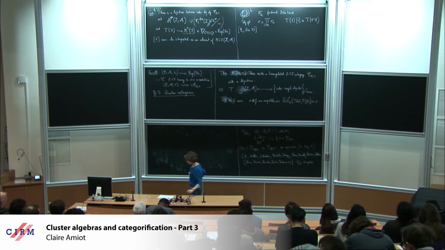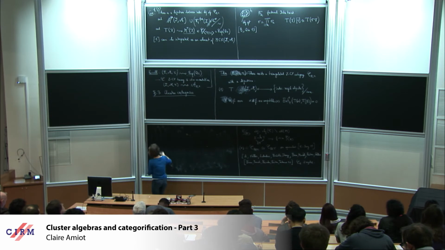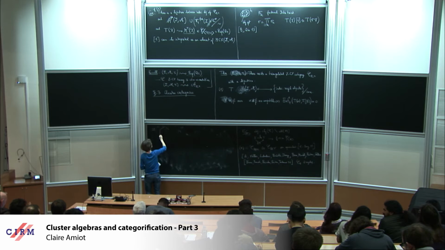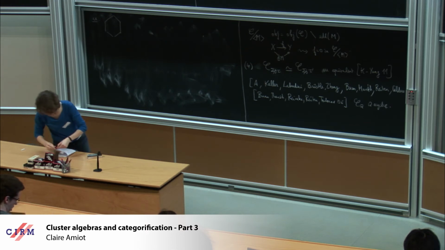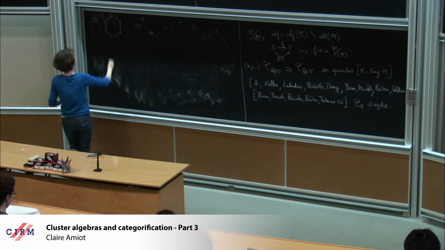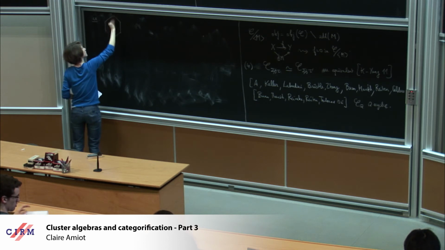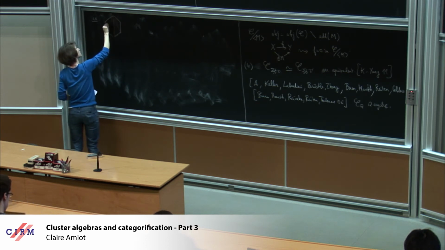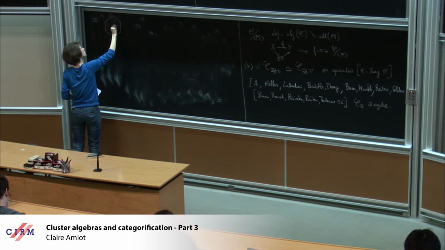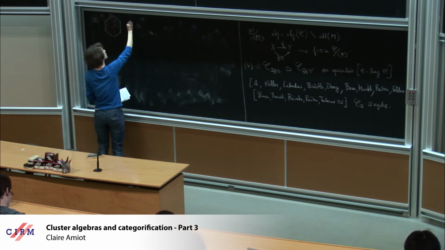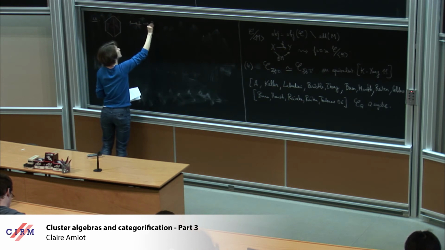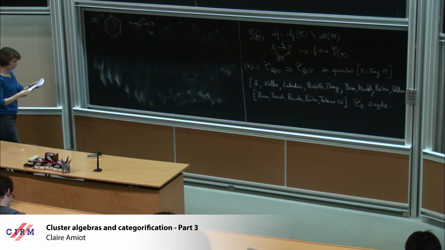Okay, so just look at this example. We start with a hexagon and my initial triangulation. For my initial triangulation, I will take this one. So tau 1, tau 2, tau 3. And you remember that the corresponding quiver is the following, without any relations.